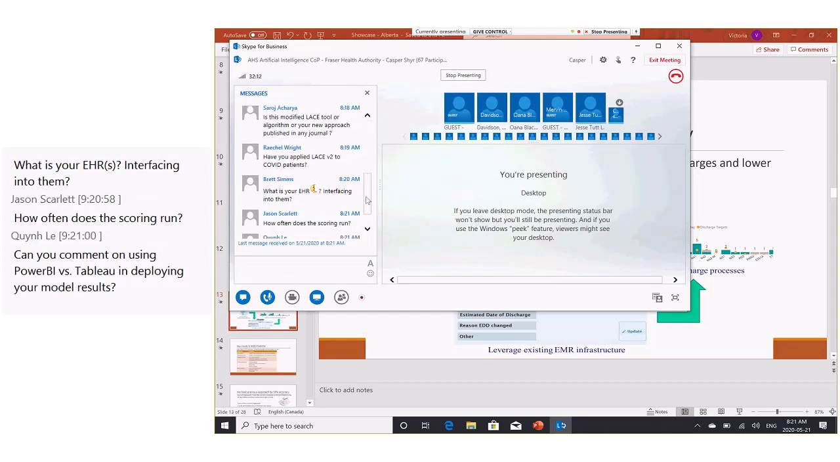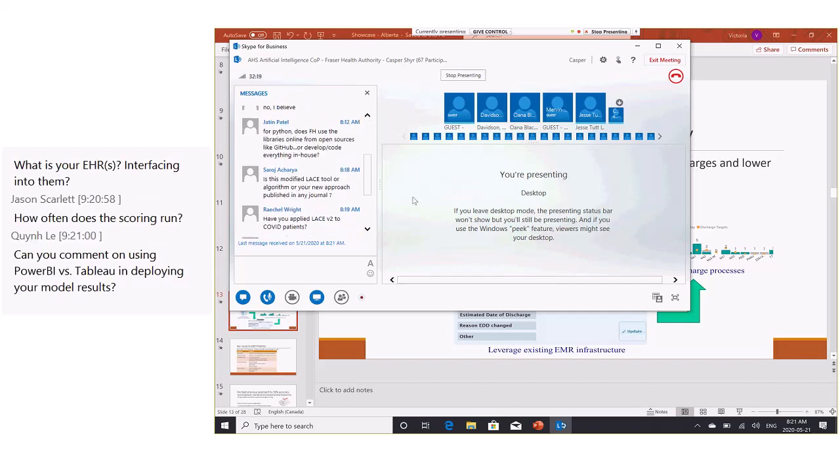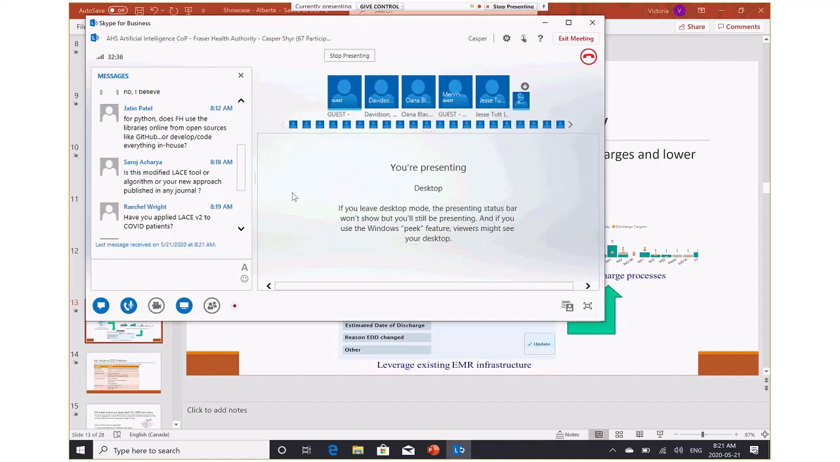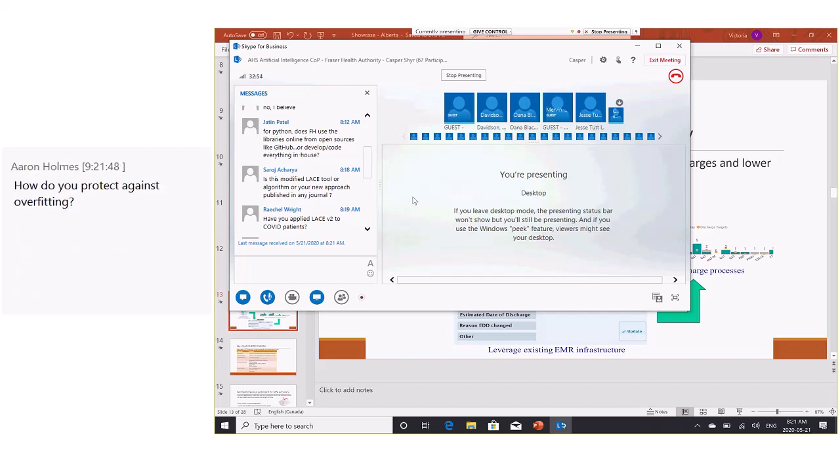Okay. So the first question from Jitin is, for Python, does Fraser Health use the libraries online from open sources like GitHub or develop code, everything in-house? Yeah, so it's a combination of both. I'm a big believer in not reinventing the wheel, but tons of academia, much smarter than me, have developed great packages that we could use. So we do try to leverage what already exists on GitHub or other open source areas. But if certain things don't exist, that's very specific to a particular business context, then we do have to develop our own codes and packages.